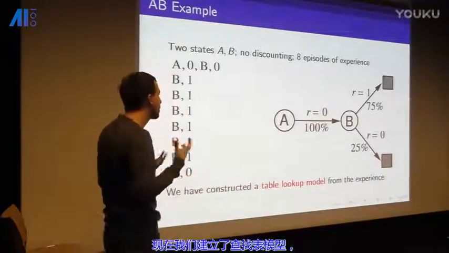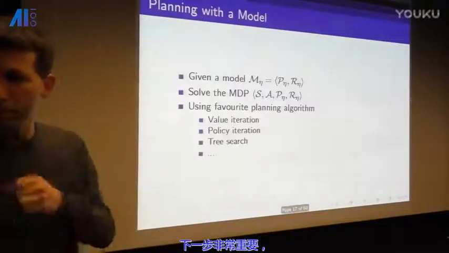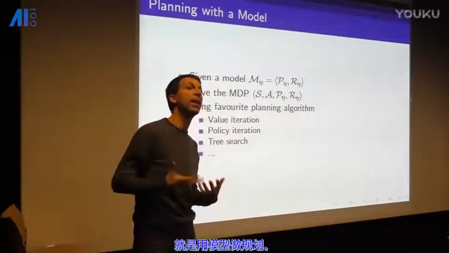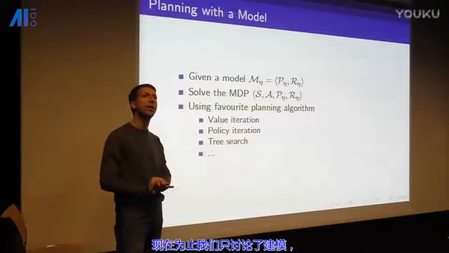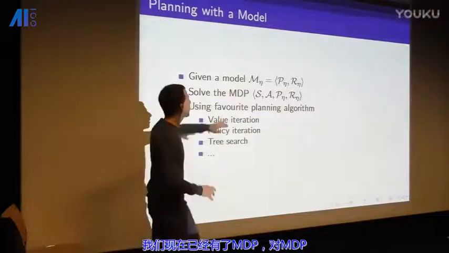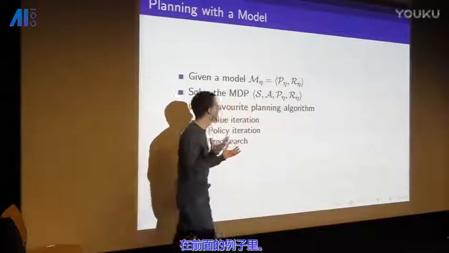So now we've got a table lookup model. Let's start to understand how to use this thing. The next step, and this is the important step, is to plan with the model. So far we've just talked about learning a model. What does it mean to plan with the model? Now we've got our MDP that we've learned. We've estimated our MDP, for example, the one on the previous slide.